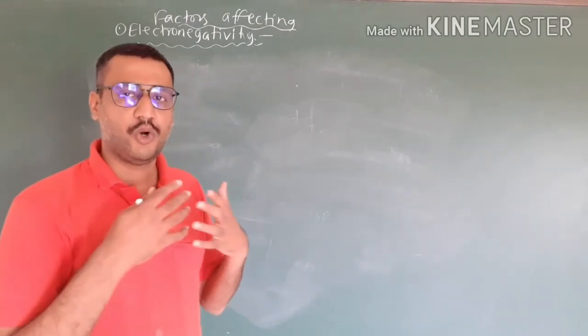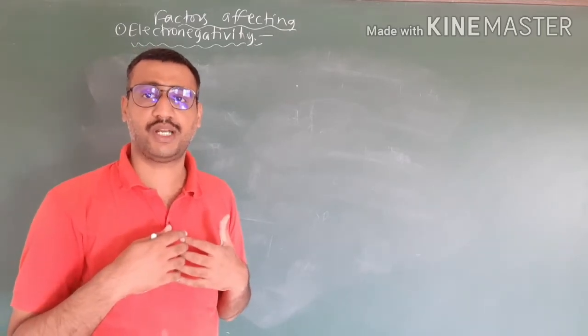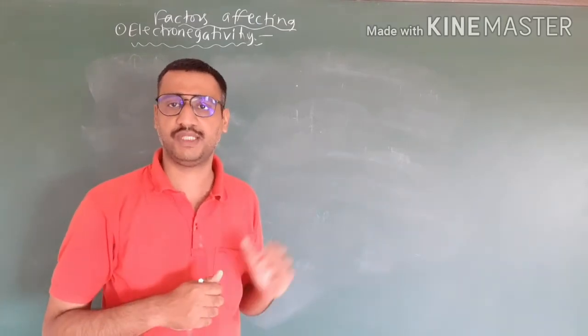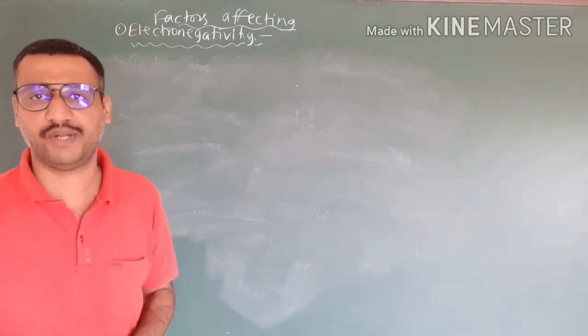For example, oxygen, having 6 electrons in the last shell, has more tendency to attract electrons, and fluorine, having 7 electrons, has even more tendency to attract electrons, isn't it? That's why the electronegativity value increases. Electronic configuration is also a small factor which affects it.